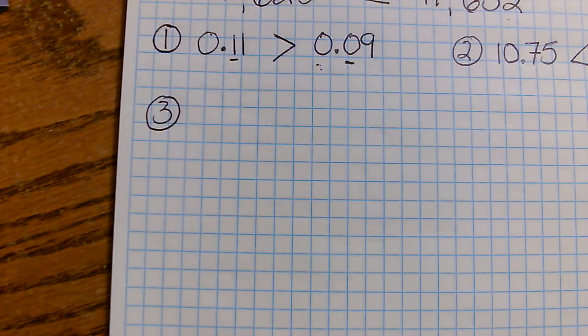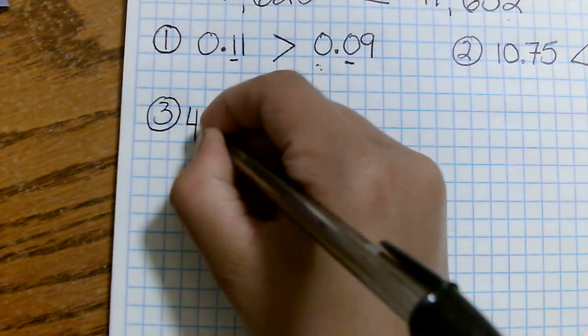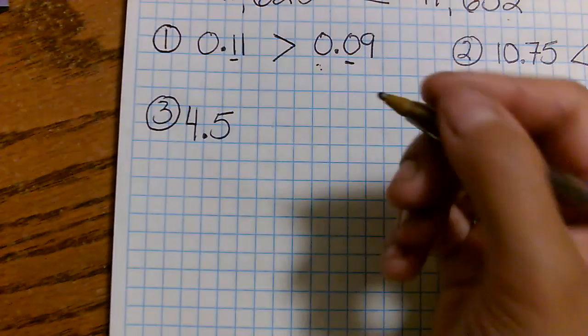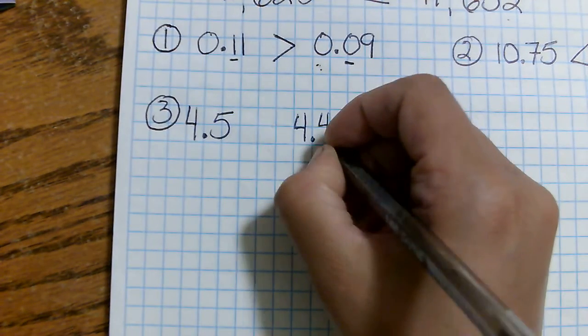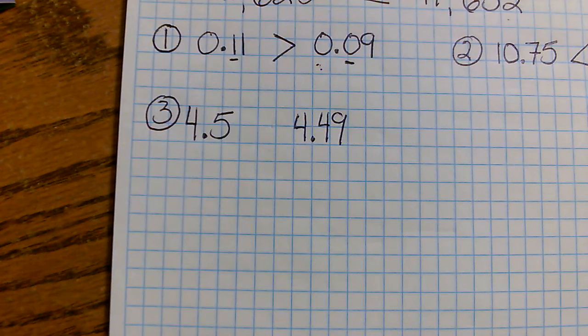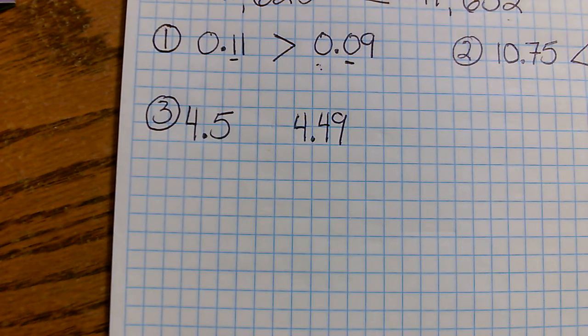Okay, let's do 1.5 and 4.49. Okay, now looking at this right away, you might think this one because it's got a 9 in it, but no. If we follow our rule of comparing the highest first, we can easily see which one is bigger.